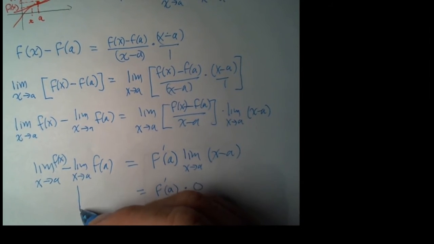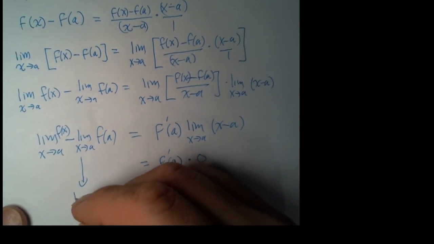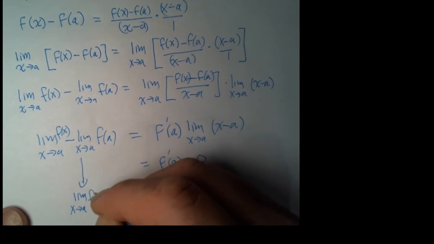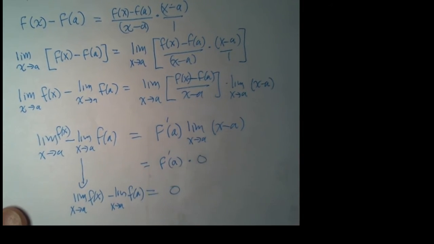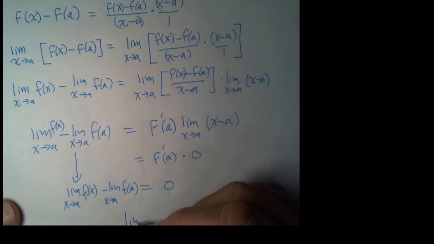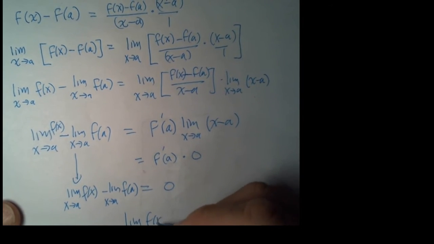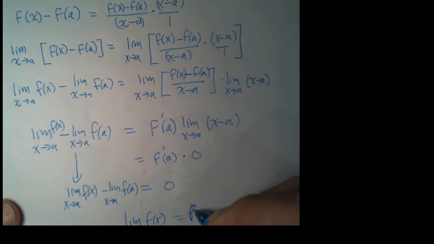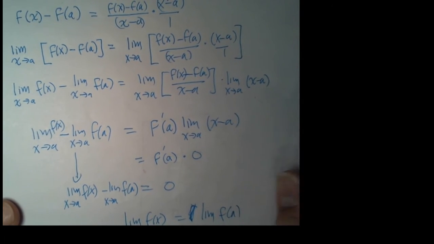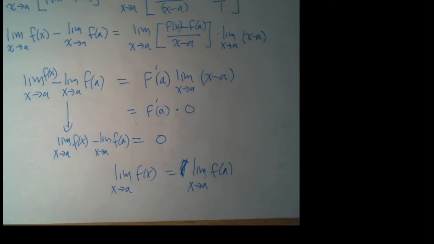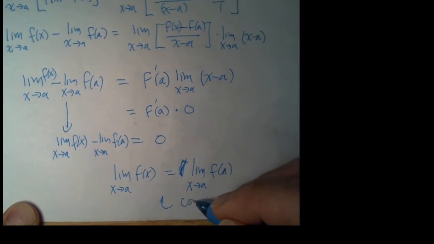And we get the limit as x approaches a of f of x minus the limit as x approaches a of f of a is equal to 0, or in other words, the limit as x approaches a of f of x equals f of a. Since this function is defined on a neighborhood around a, this is enough to show that f is in fact continuous at a.